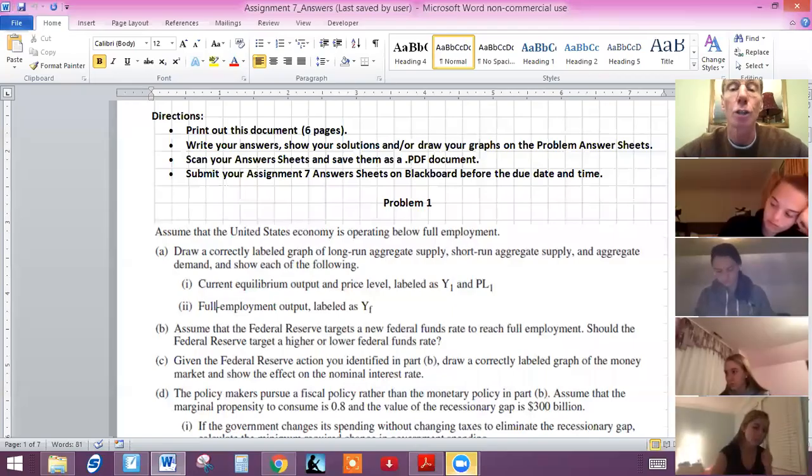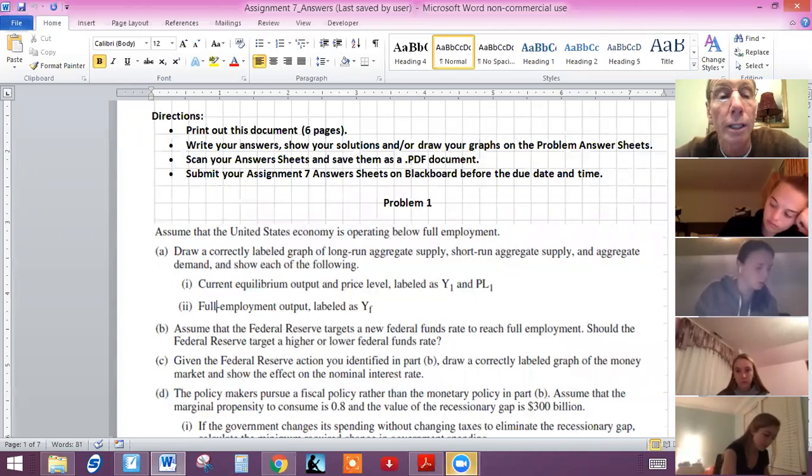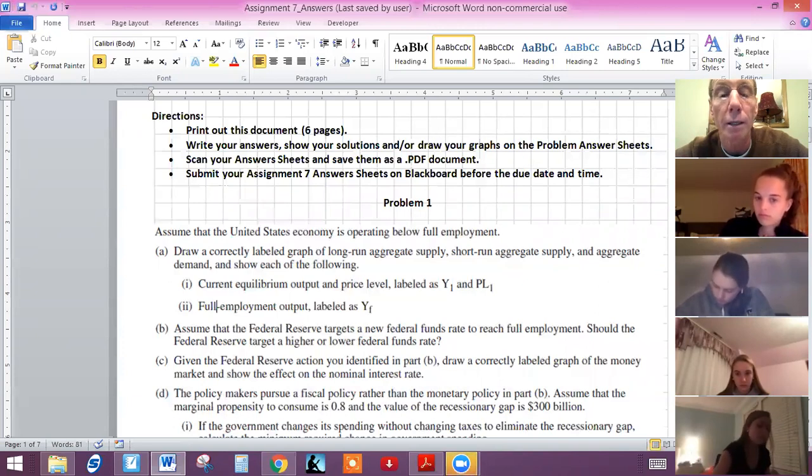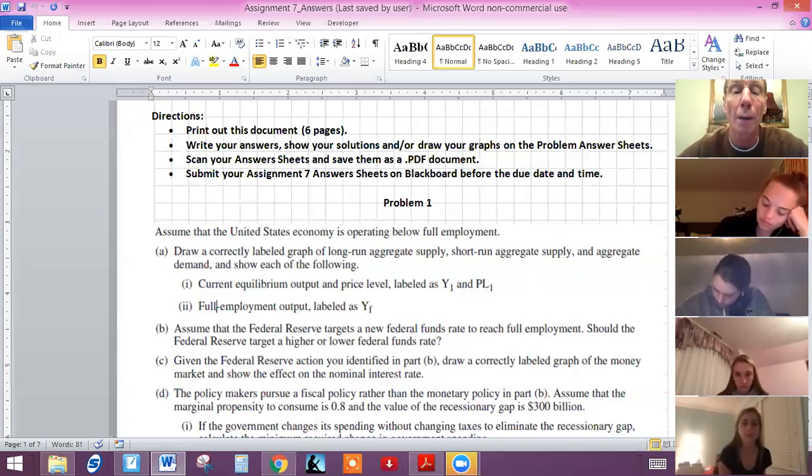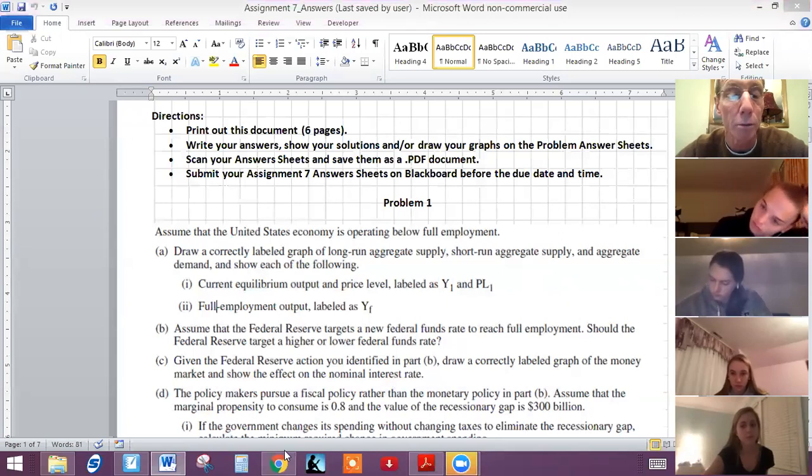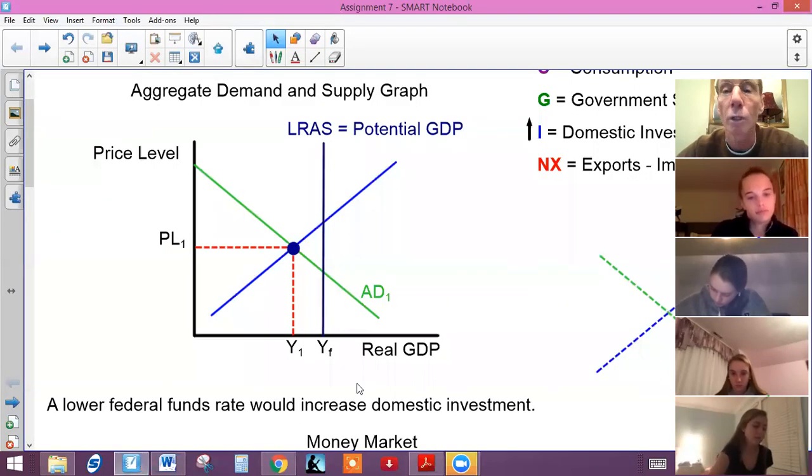Okay, so we're starting with problem 1 of assignment 7, and we are given the U.S. economy operating below full employment. The first thing we want to do is draw the graph, the long run aggregate supply, short run aggregate supply, aggregate demand graph showing the output and price level as Y sub 1 and PL sub 1, and the full employment output as Y sub F. I'm pretty sure you could do this without me helping you because you've done it before, but we're going to look at it anyway.